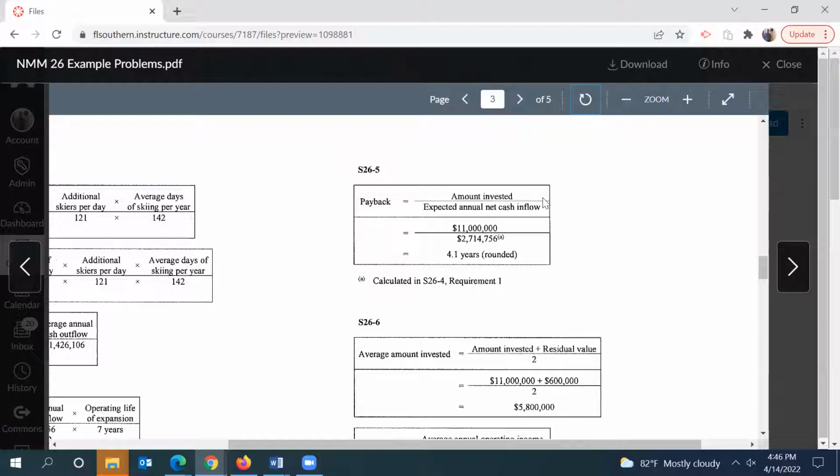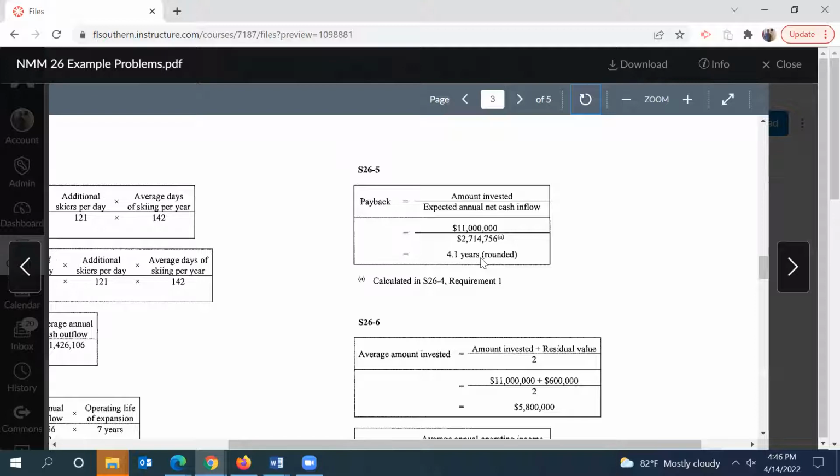So the payback. The amount invested, again, 11 million, we'll divide by the expected annual net cash inflow, which is equal per year. So we can just divide, as we did in the first iteration of the payback period method we had earlier. It is $2,714,756. We computed that just a bit ago. And that will give us a payback of 4.1 years, so close to the year.